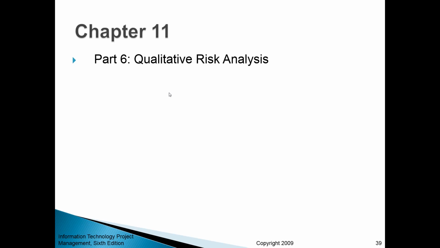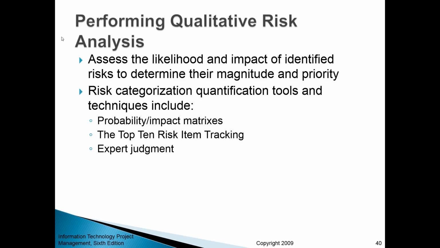Part 6 of Chapter 11 deals with qualitative risk analysis. Qualitative risk analysis assesses the likelihood and impact of identified risks to determine their magnitude and priority. So you can think of qualitative risk analysis as a preliminary risk categorization that will eventually lead to quantification. So it's both a categorization and subsequent quantification tool for analyzing, ranking, and prioritizing risks.